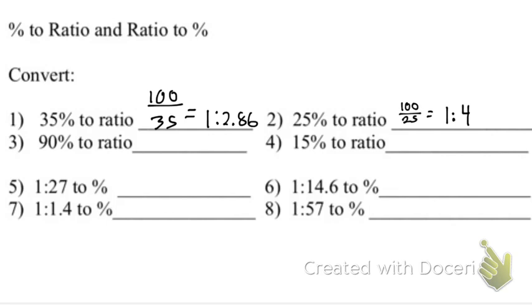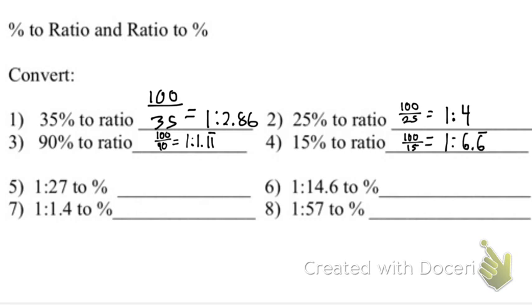So pause this video, and I'm going to go ahead and solve them now. So you can pause me so that you can get a chance to solve them on your own. 100 divided by 90, 1 in 1.1. And then the last one, 100 divided by 15, 1 colon 6.6 repeating.